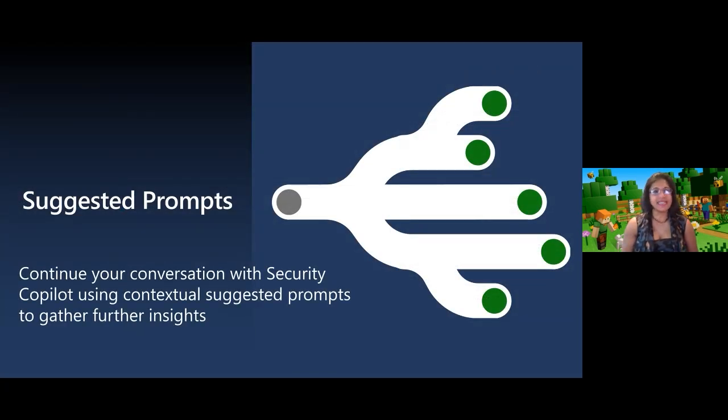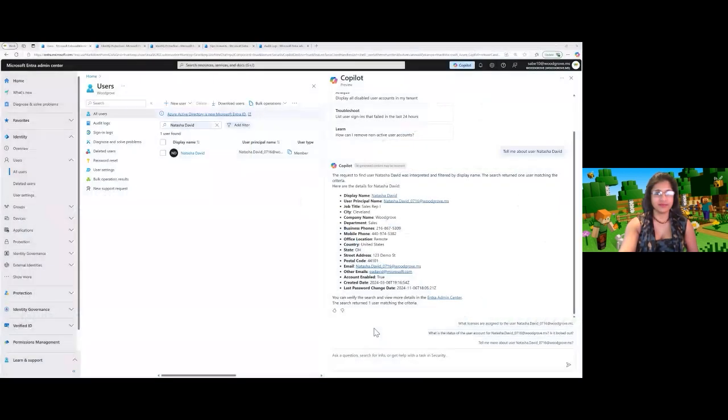Next, let's dive into suggested prompts. Suggested prompts help us continue our conversation with Copilot. If I'm wondering about what can I ask next, or how best to phrase a question, the suggested prompts give us a set of predefined prompts that we can use in the current context to seamlessly continue our conversation with Security Copilot. Let's look at suggested prompts in the Copilot Entra portal.